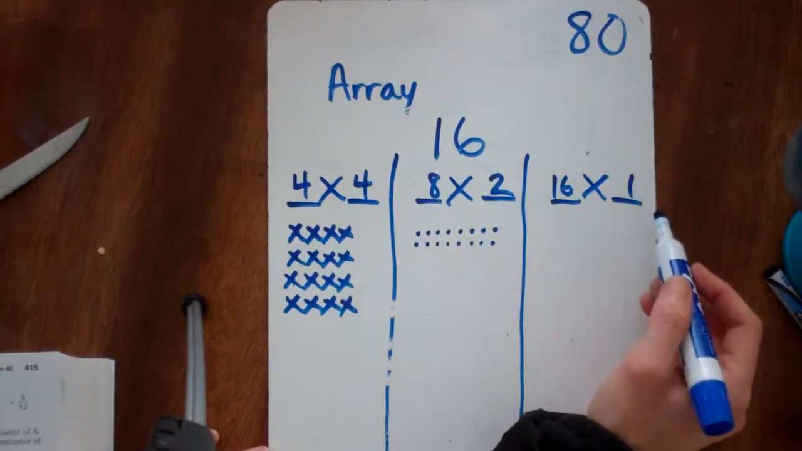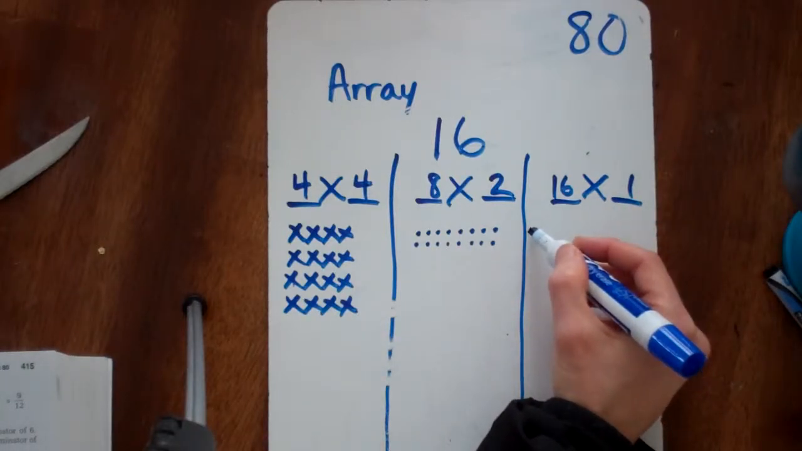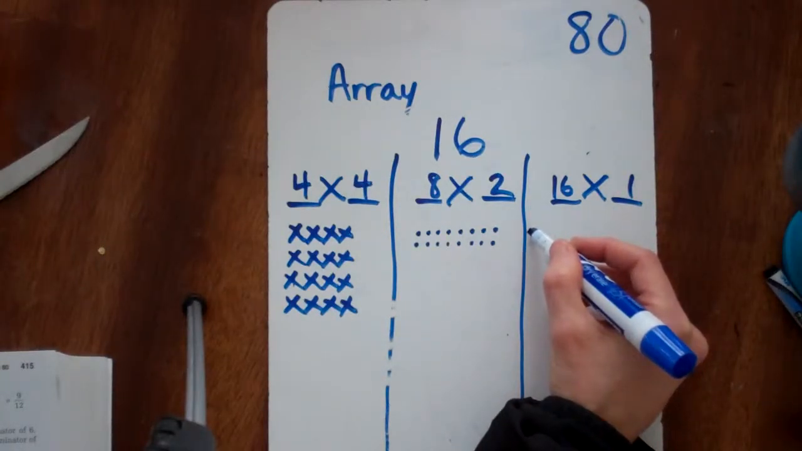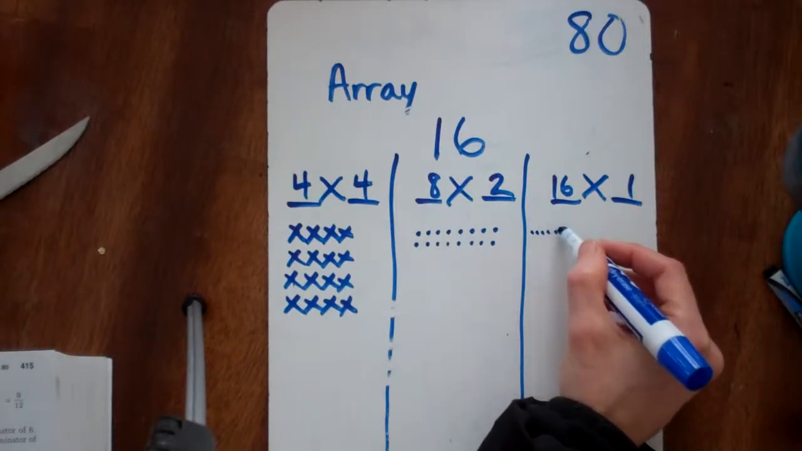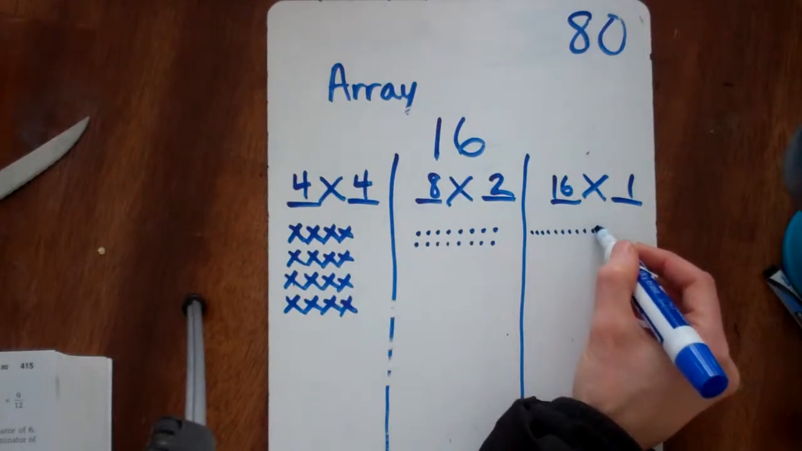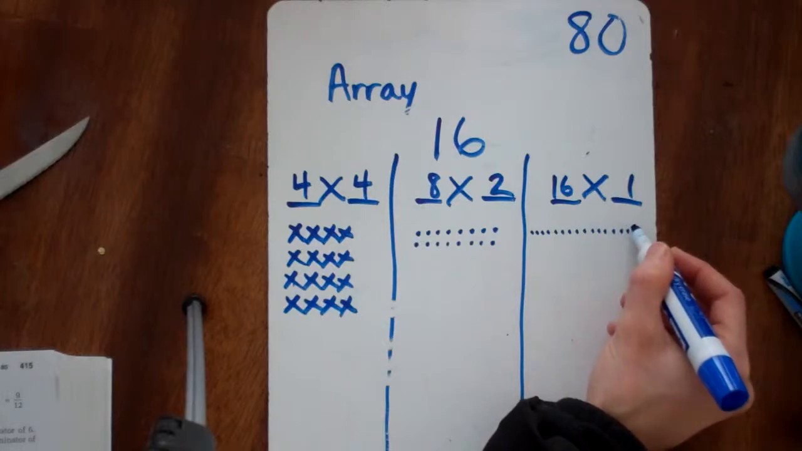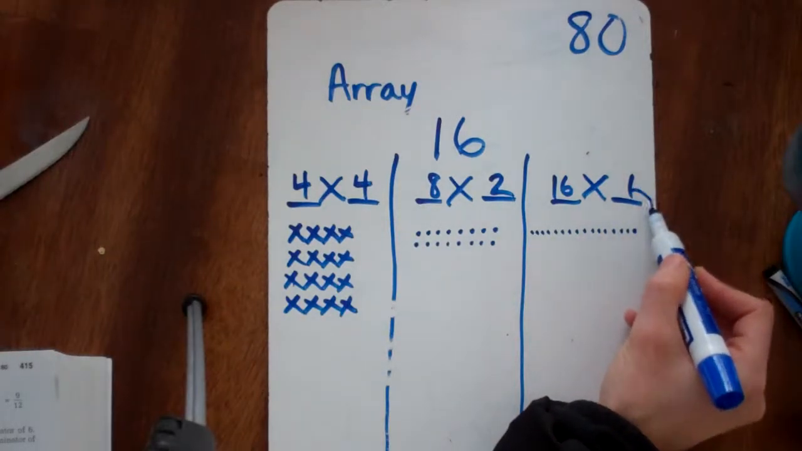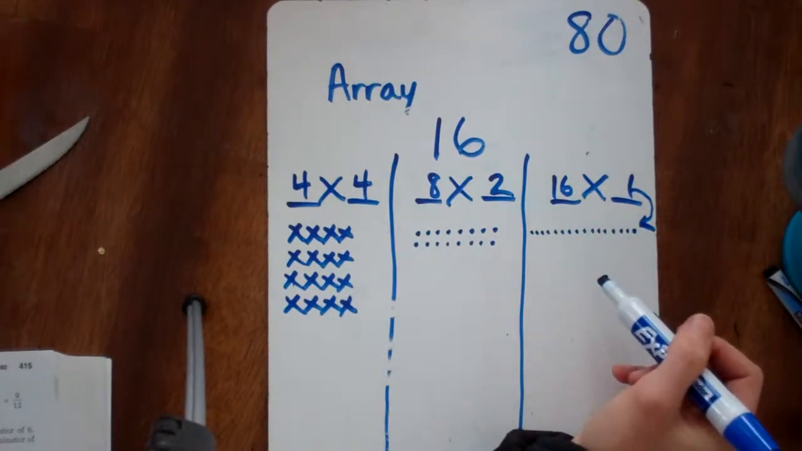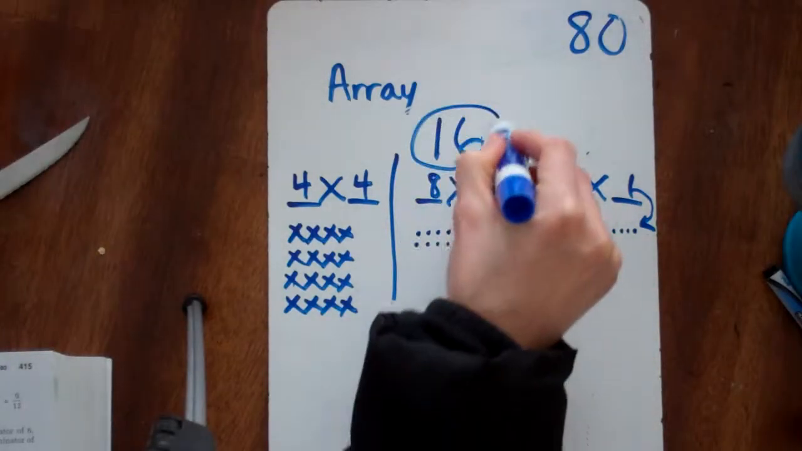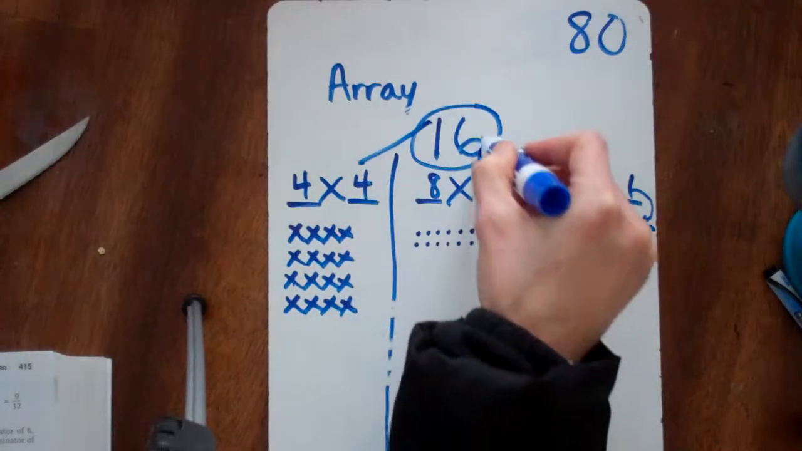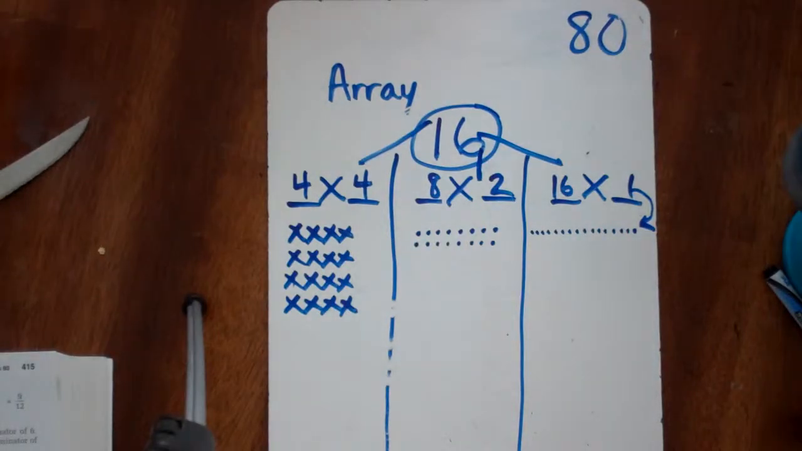And then 16 times 1. And so I would just start, I'm going to do dots again and do 16 of them. 1, 2, 3, 4, 5, 6, 7, 8, 9, 10, 11, 12, 13, 14, 15, 16. And because there's a 1 there, I only have to do 1 row. Okay? So for the number 16, I have 3 different arrays. Okay? And so that's how you're going to work those, and that is lesson 80.